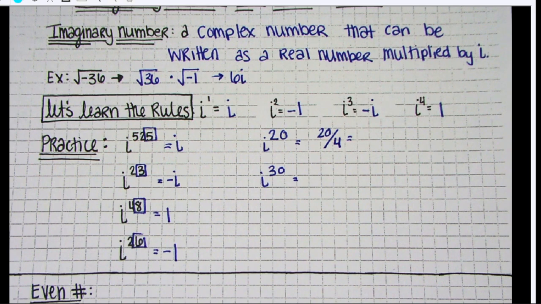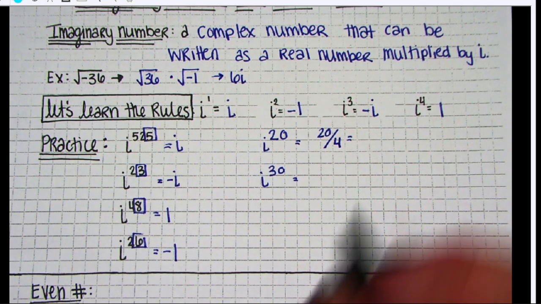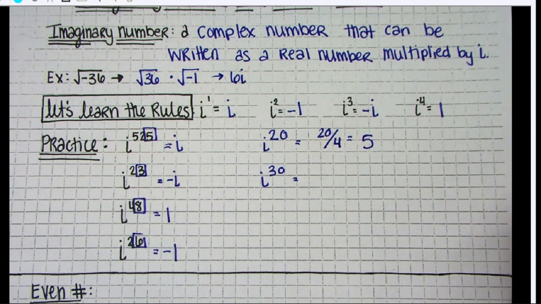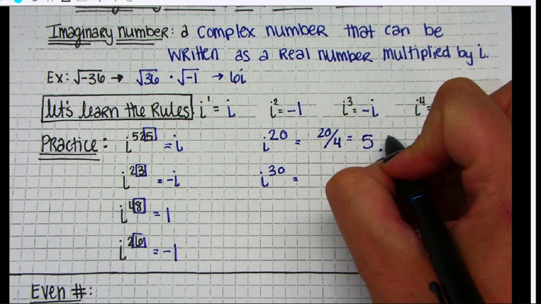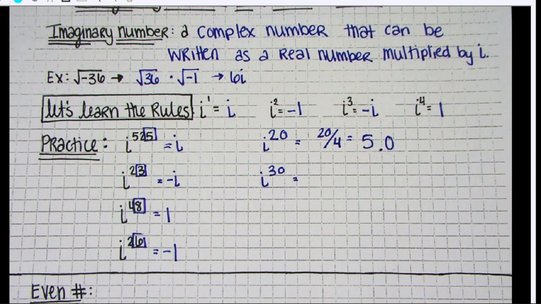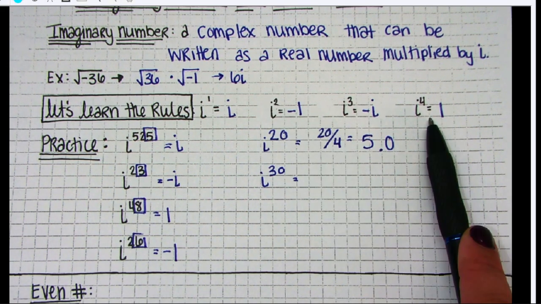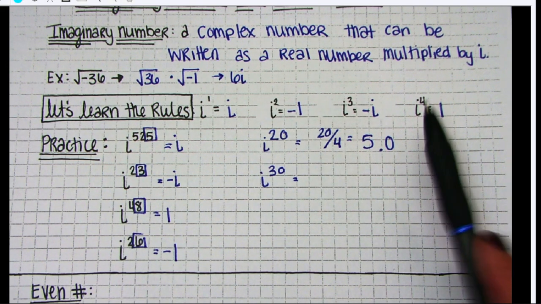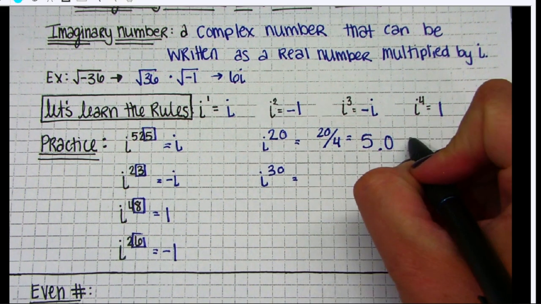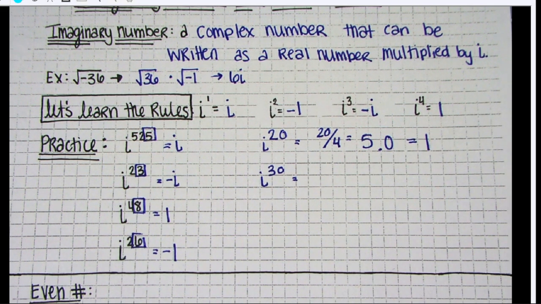So what's 20 divided by 4? 5. Do we have a remainder? No, so I'm going to put 0.0 here because I have no remainder. What that means is i to the 20, if I get a whole number, your answer is going to be whatever i to the 4th is. So i to the 4th is 1, because I could keep counting 1, 2, 3, 4, 5, 6, 7, 8, 9, 10, 11, 12, and you end up at i to the 4 every single time. So if it goes in evenly, your answer is i to the 4th. So it's just 1.